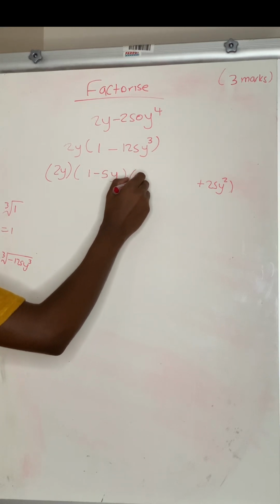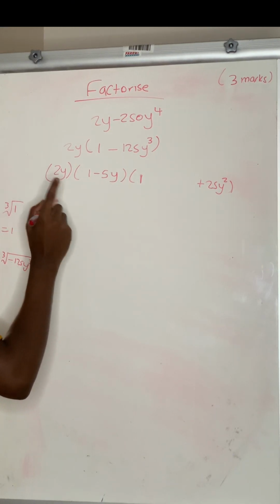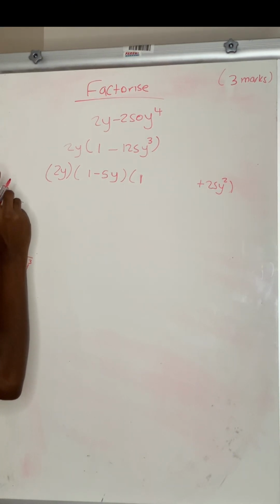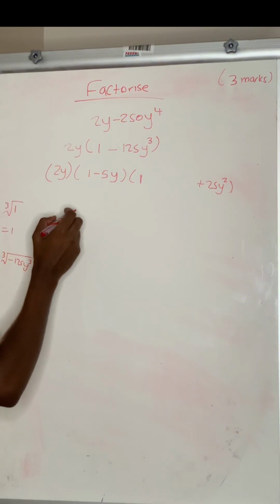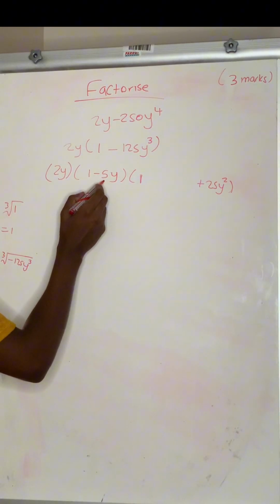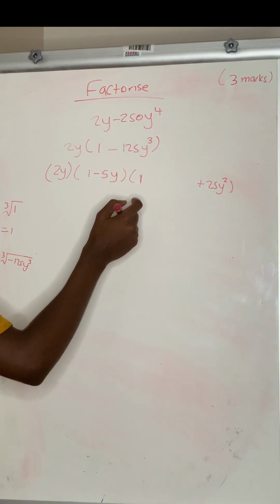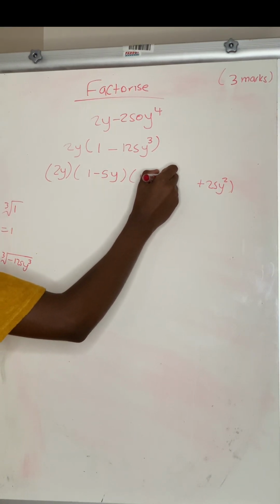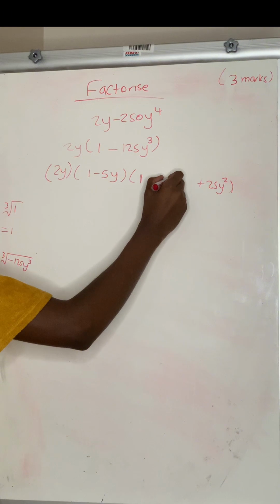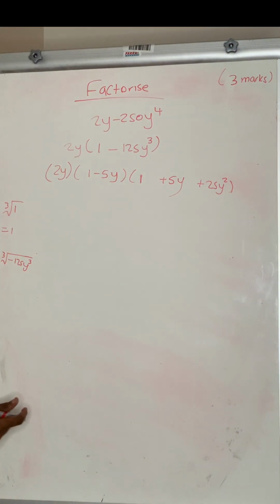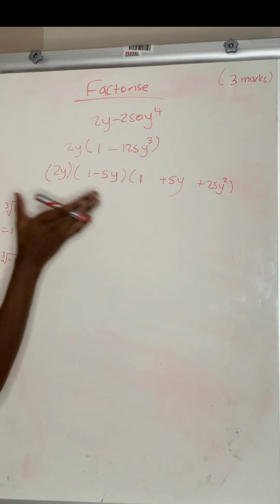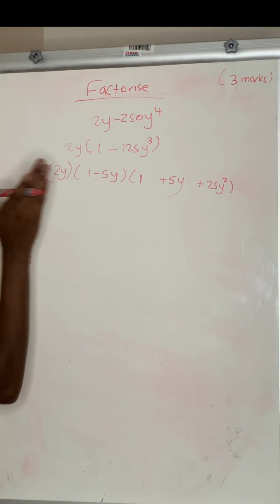And then finally, a final rule of factorizing a difference of 2 cubes. You must first multiply these two. What do you get when you multiply 1 and negative 5y? You get negative 5y, but you must change the sign to a positive 5y. So you have fully factorized this question over here.